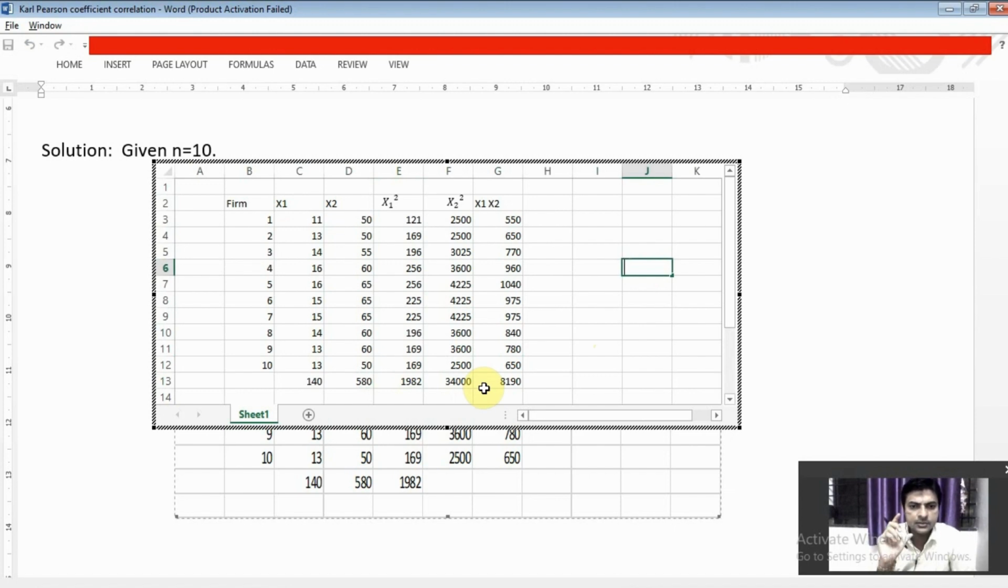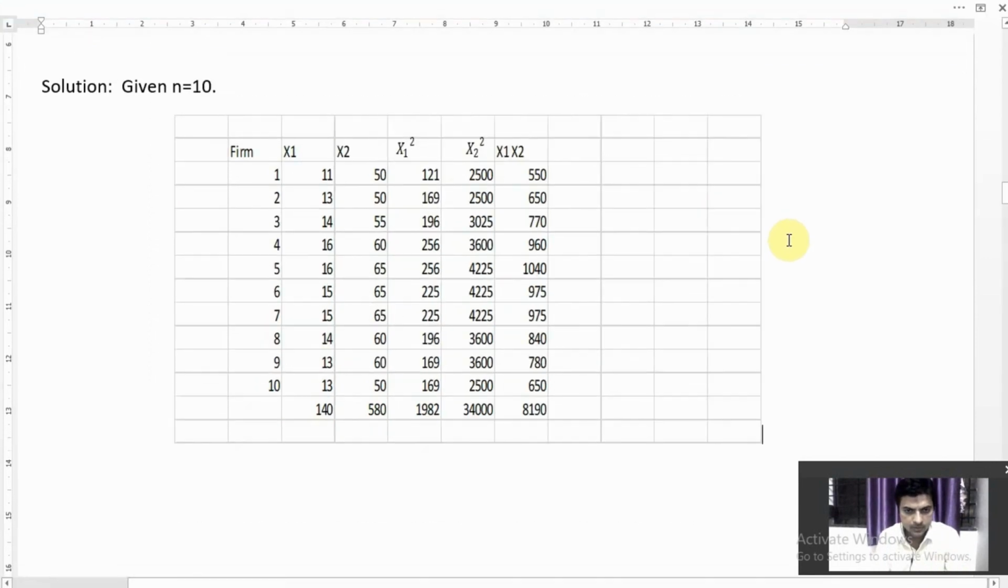Yes students, there is some trick. Is this correct or no? How you can identify? Very easily. I will tell you in the end of the video. Okay, now after getting all these values, immediately you have to substitute it in the calculator.